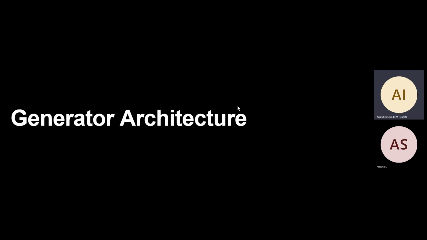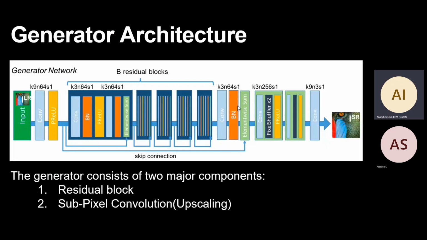First we'll look at the architecture of the generator, and then we'll move on to the discriminator. The generator architecture can be split into two major parts. One is the residual blocks, which you can see at the beginning of the architecture. After that, you have something called sub-pixel convolution. The sub-pixel convolutions are the actual layers that increase the resolution of your image. So what you do with your residual blocks is capture the features of your image, and then using your sub-pixel convolutions, you upscale them.